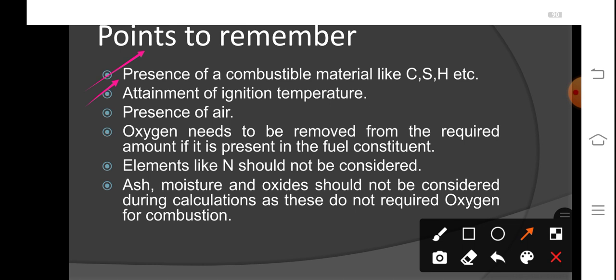Second point, attainment of ignition temperature. Yes, for the combustion it is required that the fuel should attain its ignition temperature. Presence of air. Air supports the burning. So for combustion, presence of air is a must.